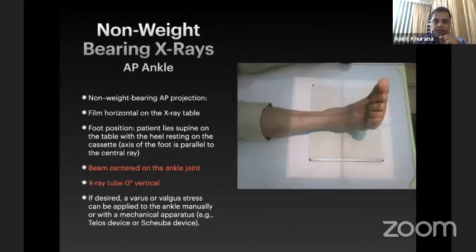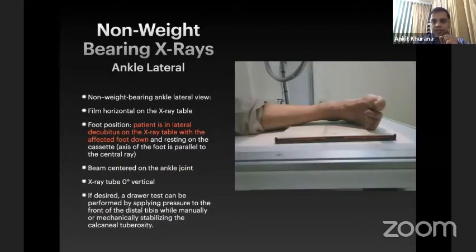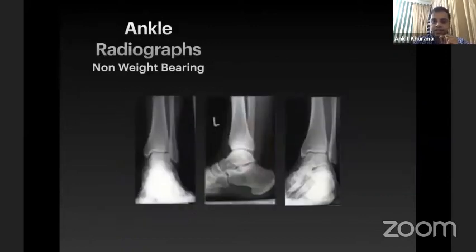This is an example of an AP view of the ankle, with the beam centered over the ankle joint, the patient lying supine, and the X-ray tube at 0 degrees to the vertical. For the mortise view, the foot is rotated internally at an angle of 15 degrees, and the X-ray is centered again at the ankle joint. Similarly, for the lateral view, the patient is placed in the lateral decubitus position with the affected foot down, resting on the cassette, and the X-ray beam is again centered on the ankle joint.